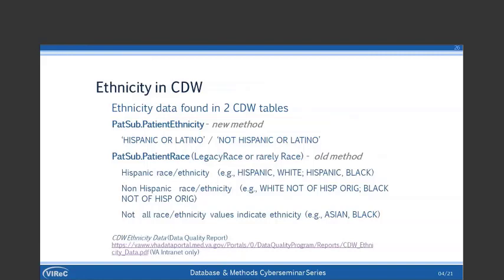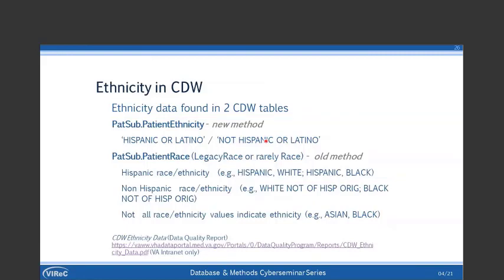Ethnicity in the CDW data is found in two tables. Those under the current collection methods are under patsub.patientethnicity, and those contain the values of Hispanic or Latino versus not Hispanic or Latino. But we also know that our legacy race variable is a combination of race and ethnicity, and so that is where you would find older data on ethnicity.